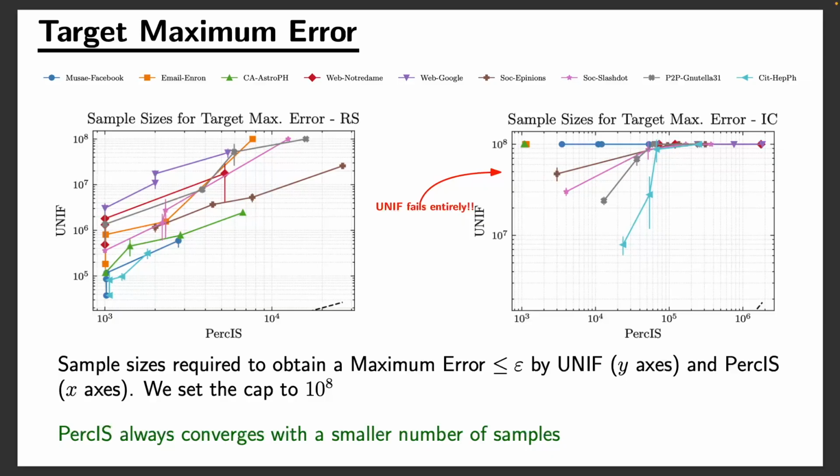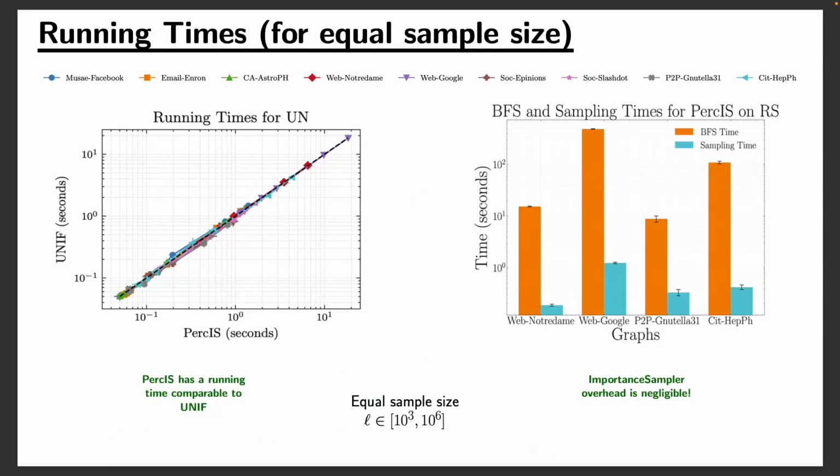We compared the running times of the two approaches using a fixed sample size that varies from 10 to the third to 10 to the sixth. We observed that PURCHASE and uniform have comparable running times. Moreover, we observed that the importance sampler running time is negligible compared to that of the BFS traversal. So this suggests and confirms that our sampling approach is very fast and efficient.